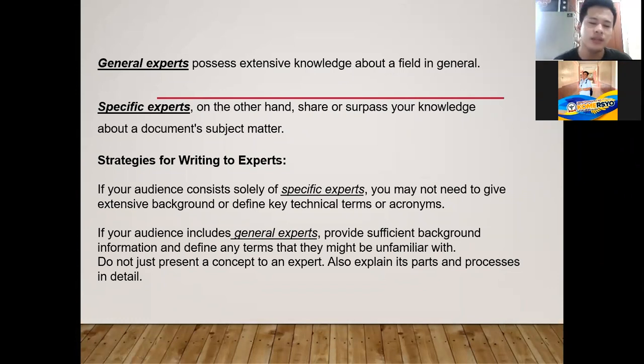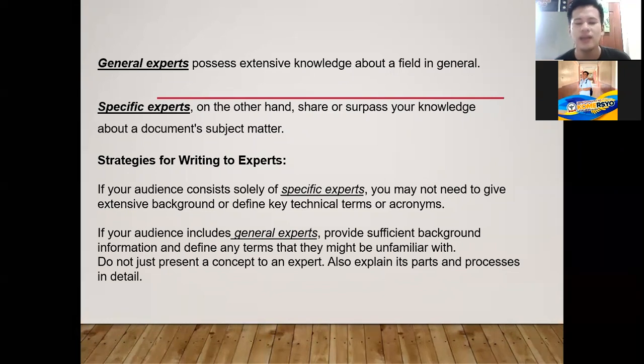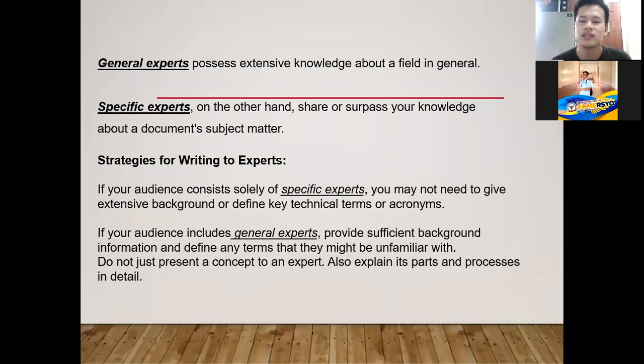So if your audience consists solely of specific experts, you may not need to give extensive background or define key technical terms or acronyms. Meaning, if the ones we are writing to are specific experts, we don't need to give additional information or define terms because we know they already know those. Just like, for example, a doctor.